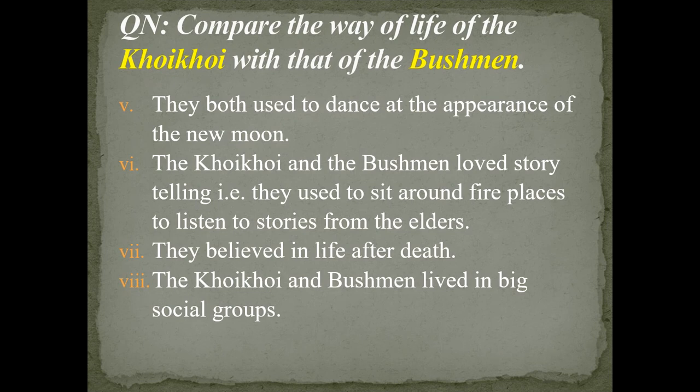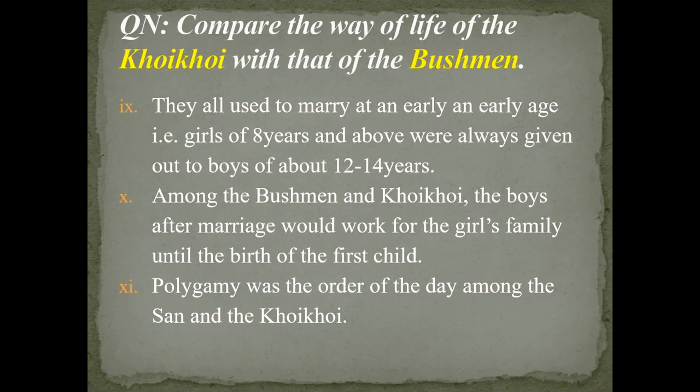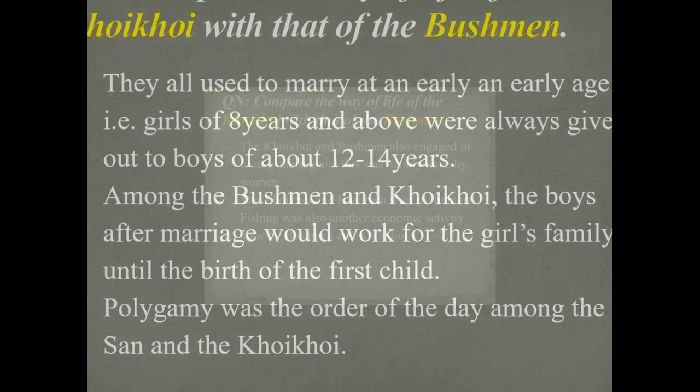Both lived in big social groups. They both used to marry at an early age or at a tender age. Then among the Bushmen and the Khoikhoi, the boys after marriage could go and stay with the in-laws or the parents of the girl until the birth of the first child. Polygamy was a must among the Khoikhoi and the San.